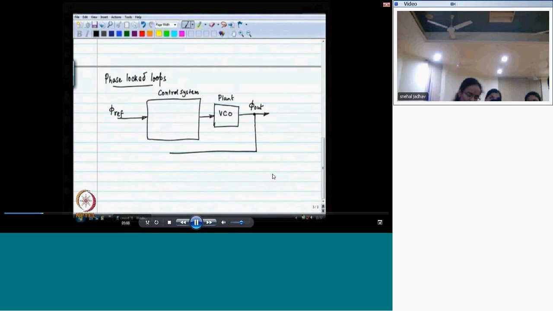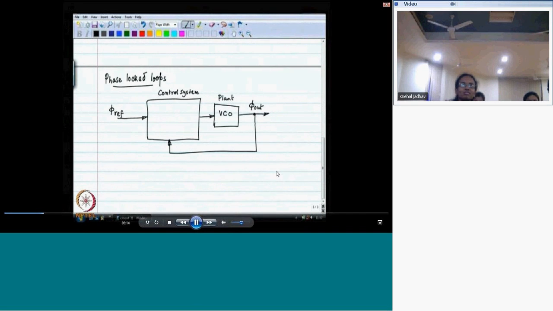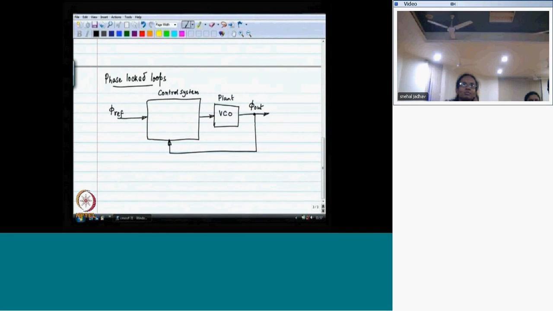It is going to compare the reference phase with the phase of the VCO, and it is going to control the plant, the VCO. Right? This is the concept that I want to build. It's called a phase lock loop. This whole scheme of things is a phase lock loop. Now, let's start understanding a few things over here.